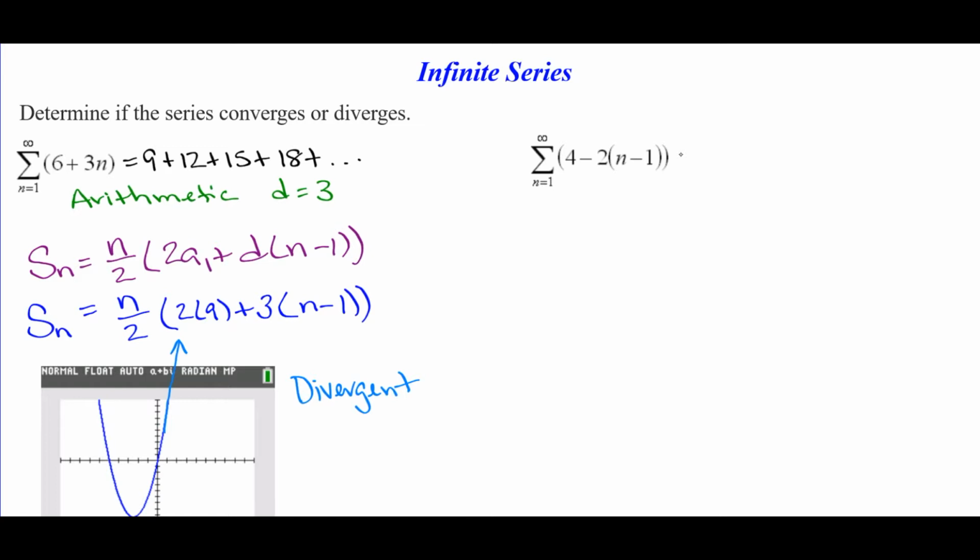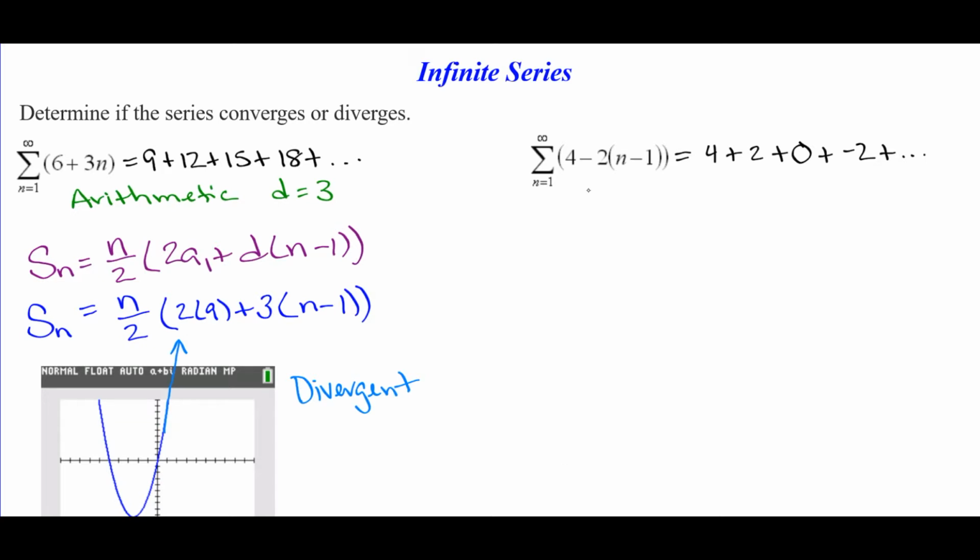All right, so looking at this second example, we're going to do similarly. I'm going to plug 1 in for n, so that's going to be 4 minus 2 times 0, so just 4, plus when we plug 2 in for n, we're going to get plus 2, plus I'm going to plug 3 in for n, 0, plug 4 in for n, we're going to get negative 2, etc.